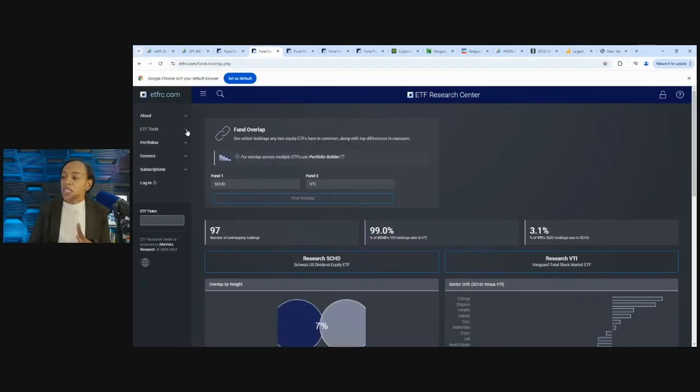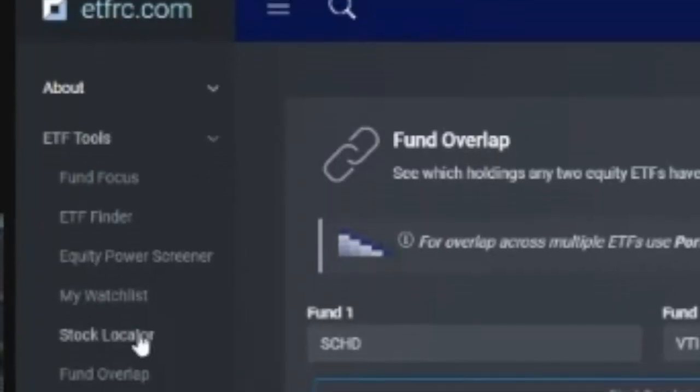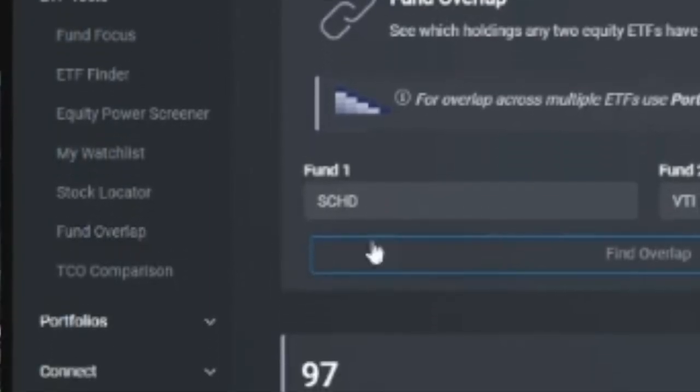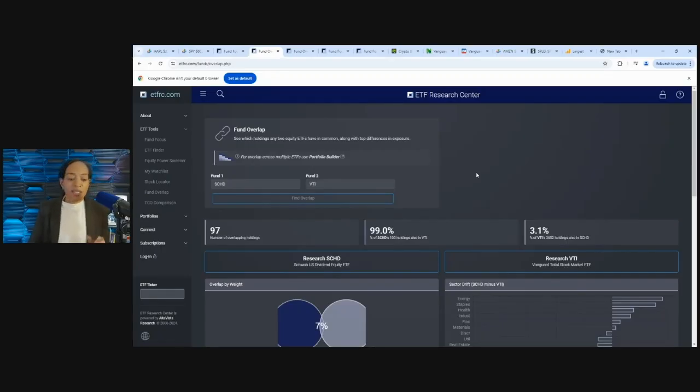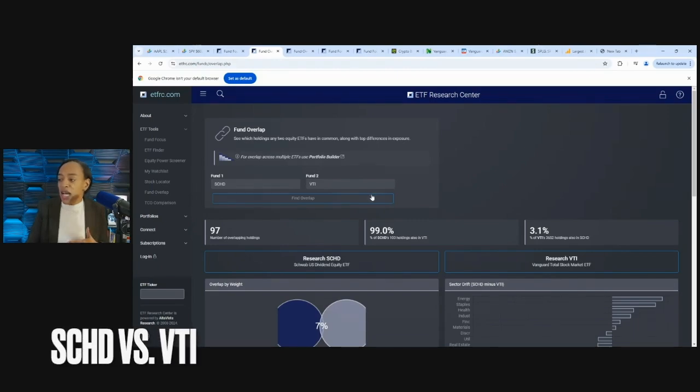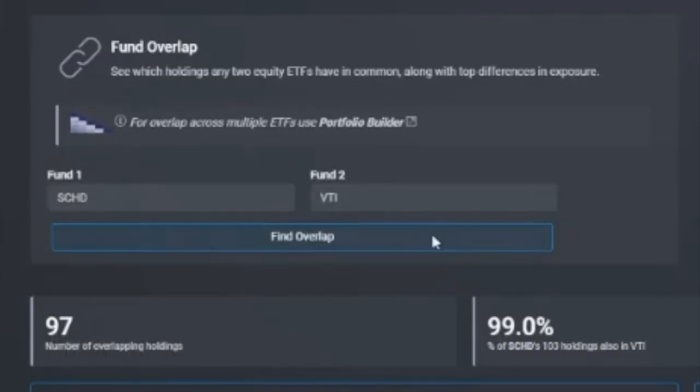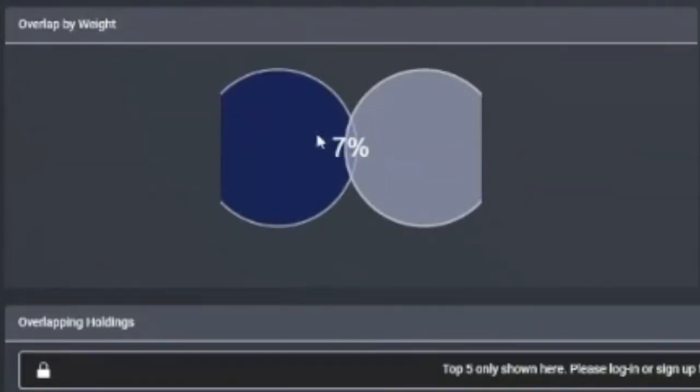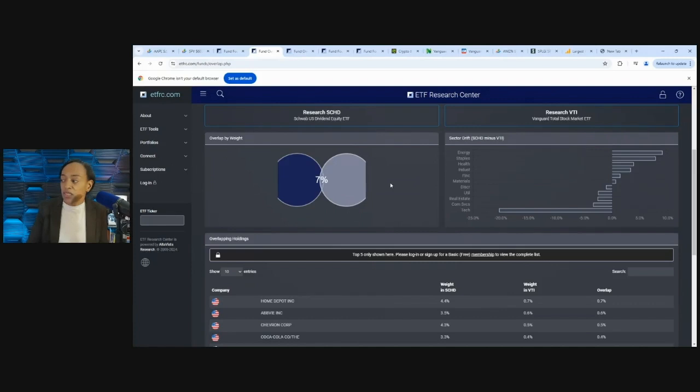So if you go to the ETF tools and click the drop down, it'll bring you to funds overlap, which is a feature that I like because most people don't want to have a lot of overlap in their investments. Right now, I have SCHD and VTI in here to check on the funds overlap. And we see here that there's only 7% overlap between these two ETFs.